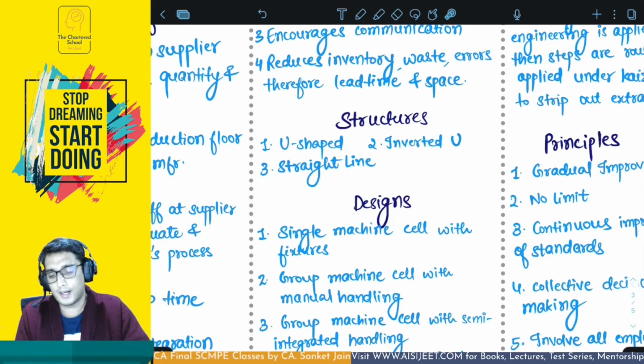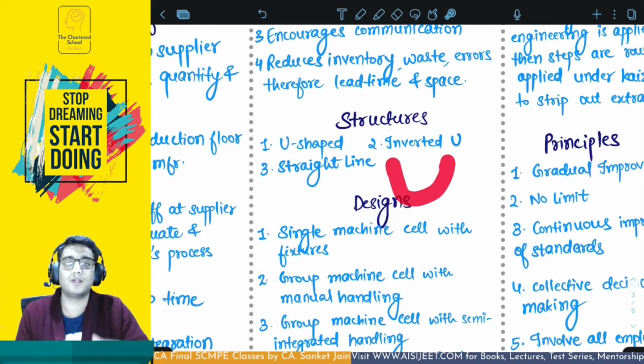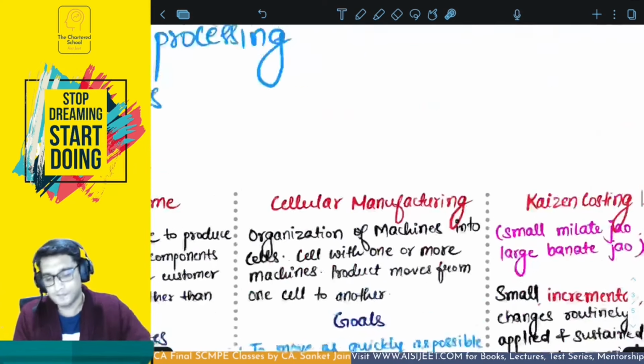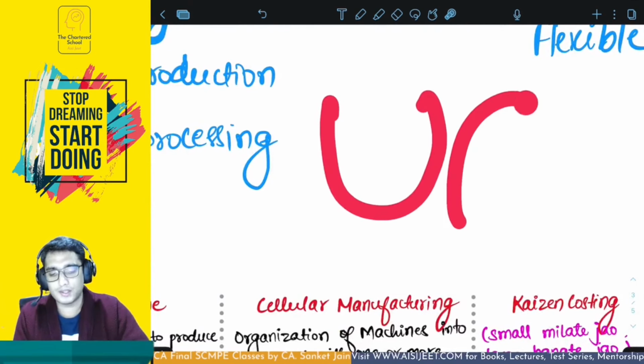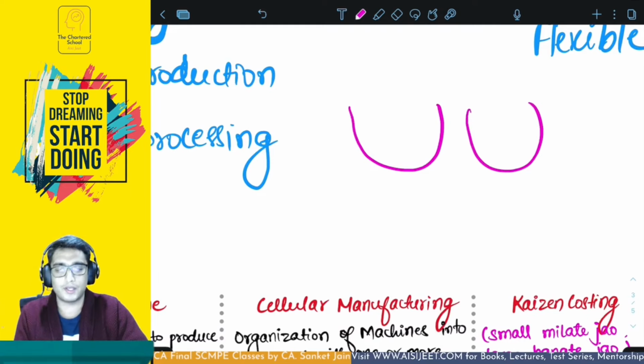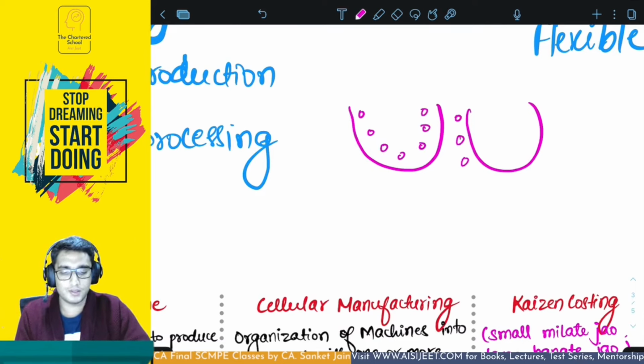We can understand that this is a U-shaped structure, but what is the difference between U and an inverted U? Because ultimately it's going to look like a U only, right? Because if it's this way or this way, it's still U, right? So that is not what they mean by inverted U. This is U and this is also inverted U. But how are they different is that U will have all the machines inside, and inverted U will have all the machines outside. Okay, getting the point? This is inverted U, this is U.